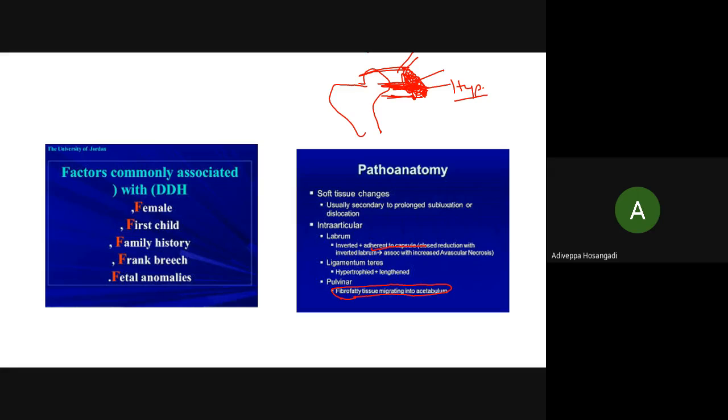Then there is the iliopsoas muscle, which doesn't allow the head to get in, so this causes an hourglass constriction. Hourglass constriction means there is a widening here and a widening here. The iliopsoas muscle, which is attached to the lesser trochanter, causes hourglass constriction and doesn't allow the femoral head to get back into the acetabulum.